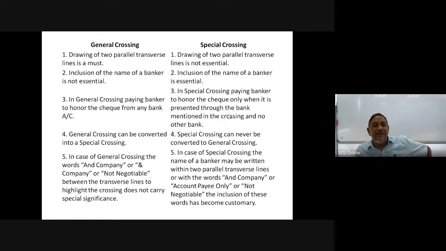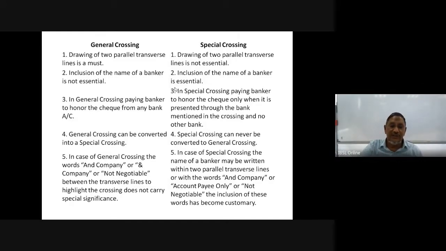In case of general crossing, the words "and company" or "not negotiable" between two transverse parallel lines highlight a crossing, but do not carry special significance. Because a customer crossing the "not negotiable" can control the legal position. See, not negotiable. We will come to that later.